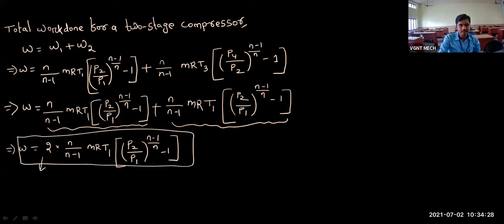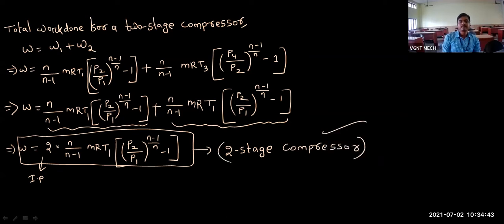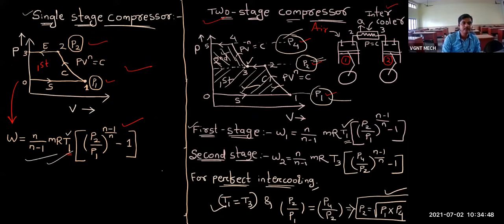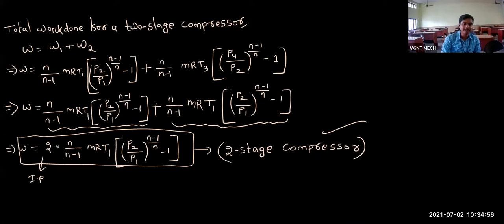This is also called as indicated power for a two-stage compressor. Okay, you see the difference. For single stage compressor, this is the formula: n by n minus 1 MRT1 P2 by P1 to the power n minus 1 by n minus 1. For two stage compressor, what we are doing? We are simply multiplying a 2.